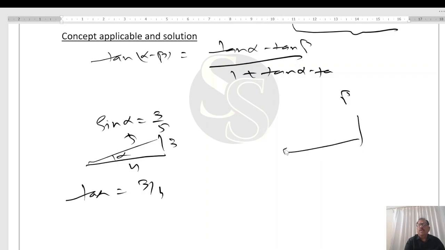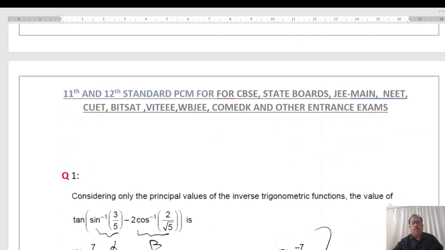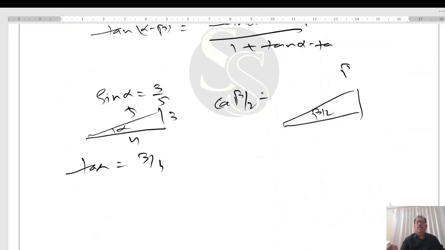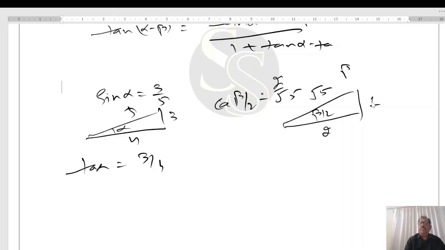Similarly, beta by 2. Cos of beta by 2 is equal to 2 by root 5. So 2, root 5. This will become 1. Then tan of beta by 2 will be equal to 1 by 2.